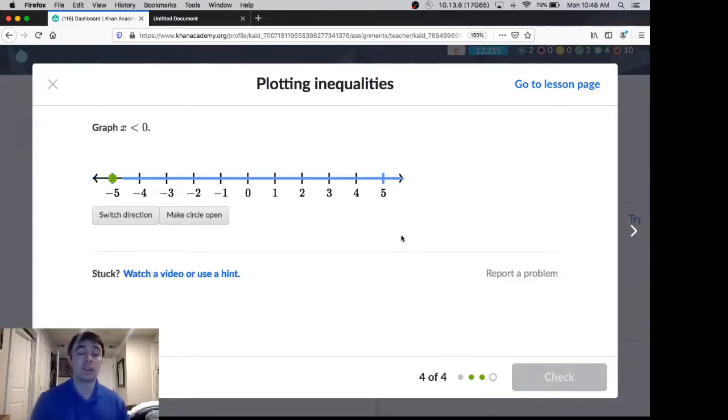This example tells us x needs to be less than 0. So if x needs to be less than 0, I'm going to take this green dot, click on 0 to move the green dot over to 0. I'm going to switch the direction because I need it to be less than, moving towards the left on the number line. And I also need to make this circle open because it does not include the value 0, only numbers that are less than 0.